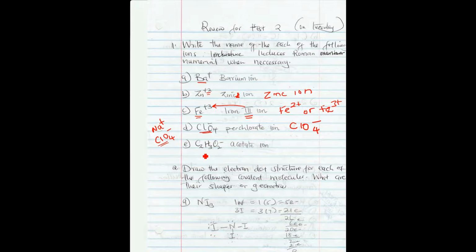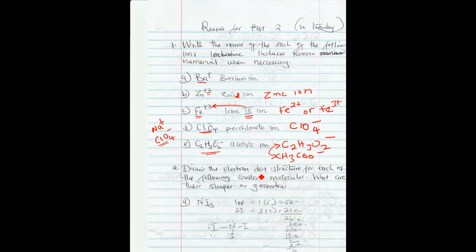Acetate. That's just how it's written. You just have to memorize C2H3O2 minus. Sometimes acetate is written as CH3COO minus. These are the same because you have 2 carbons, 3 hydrogens, and 2 oxygens.